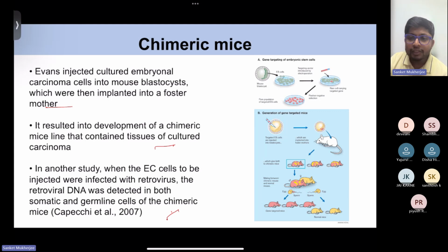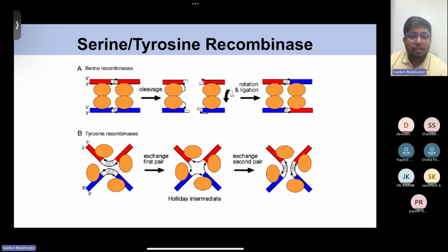So retrovirus is again a method. One can use plasmid, one could use gene insertion into the genomic DNA. One could use retroviruses, which would be integrated into the genomic DNA. So there are multiple ways of doing it. We have already studied about it. This is one slide which is very similar to what we have already talked about in the previous lecture.